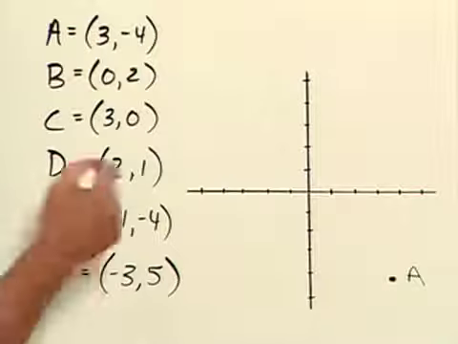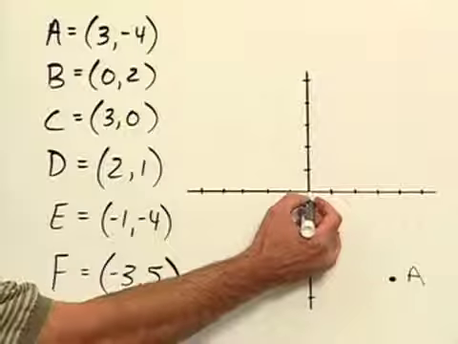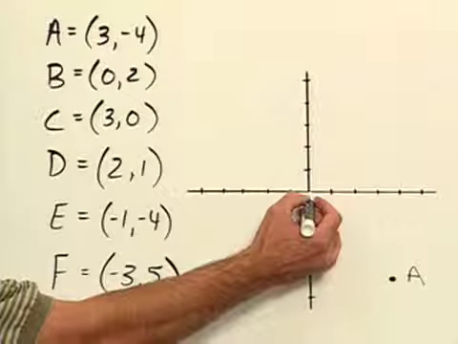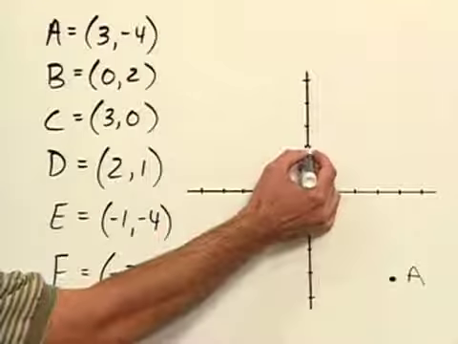For point B, we'll again start at the origin, but since my x-coordinate is a 0 this time, I'm not going to go left or right, but my y-coordinate is a 2, so I will go up 2 and make a point.